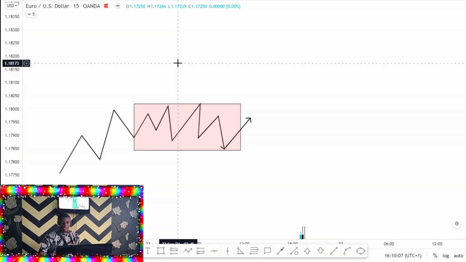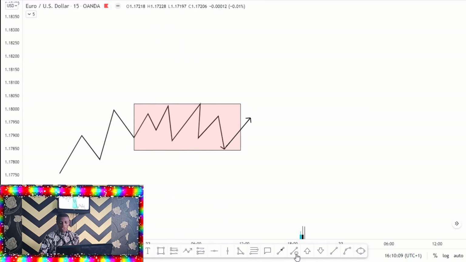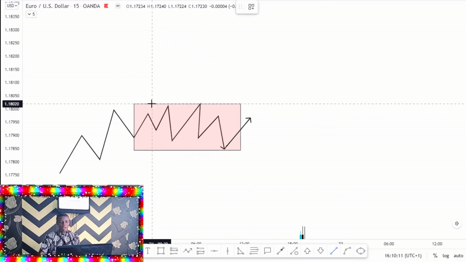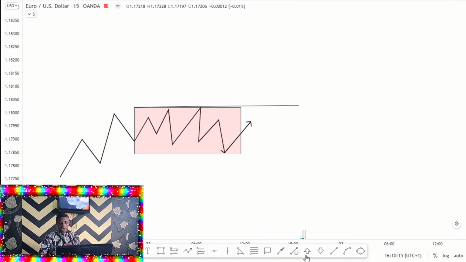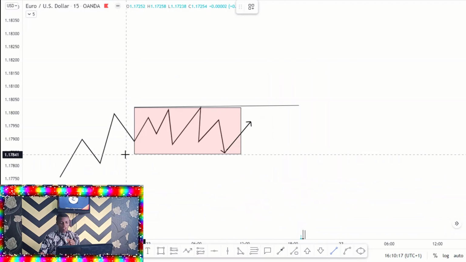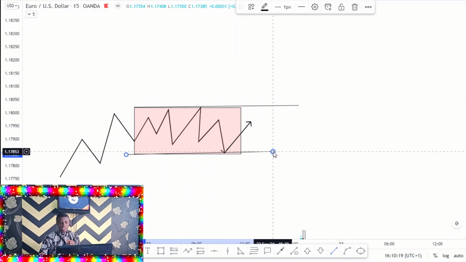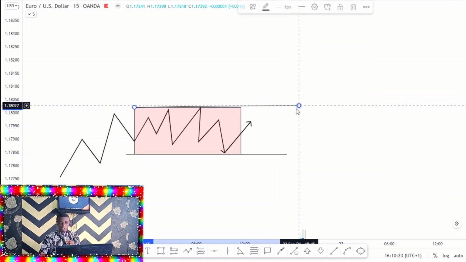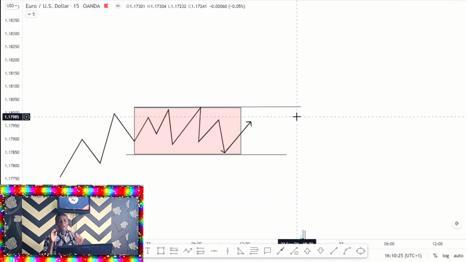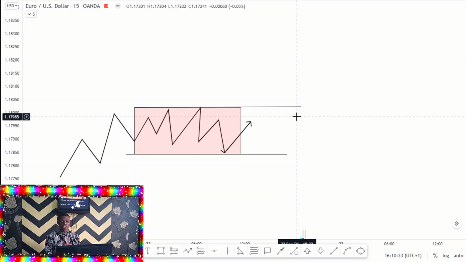You get it? All right, so what you want to do now is mark out the high of the Asian session. Want to mark out the low of the Asian session. Now in this scenario, this is the high and the low of the Asian session. Okay, now you might be asking, what will I be doing with this? It's very simple. If you can understand this, believe me guys, your trading is going to change for life.